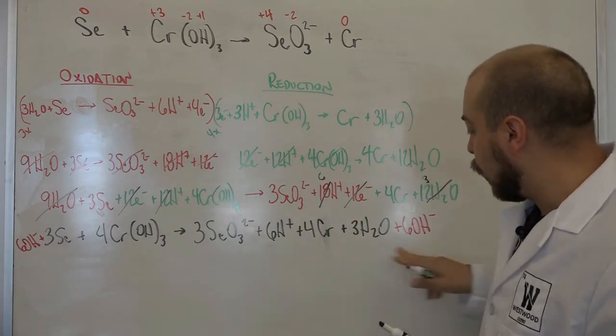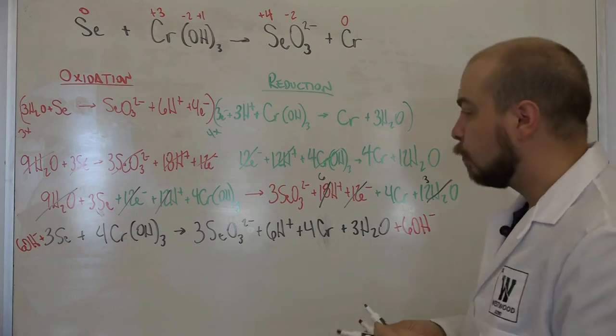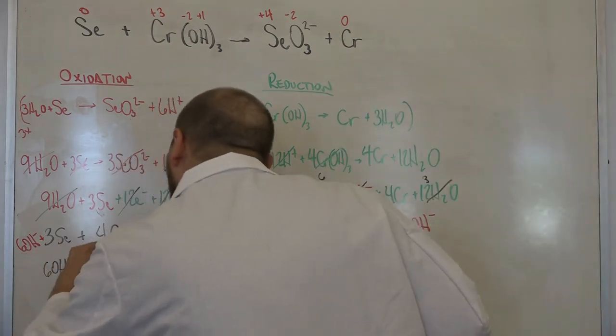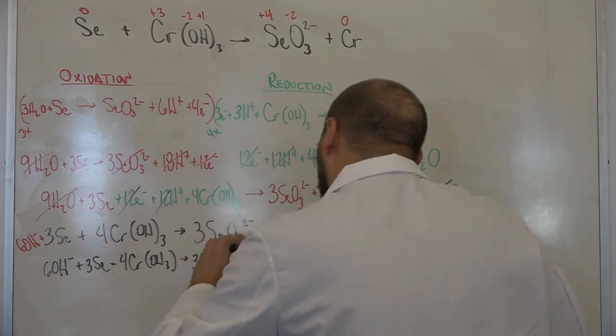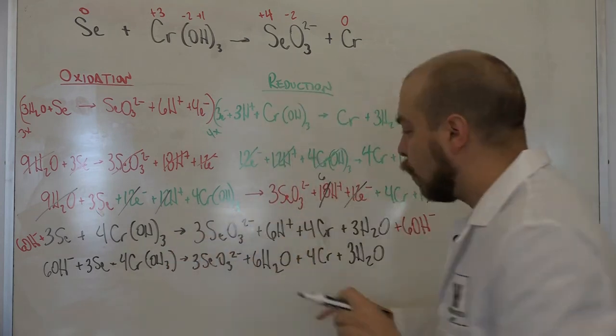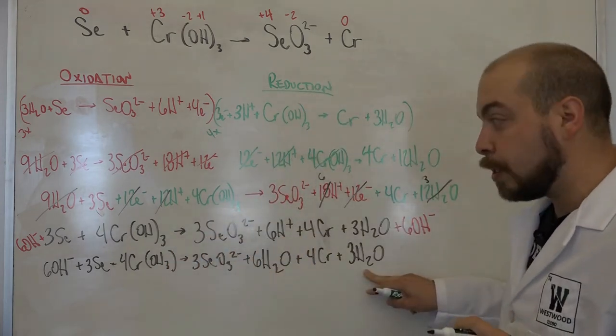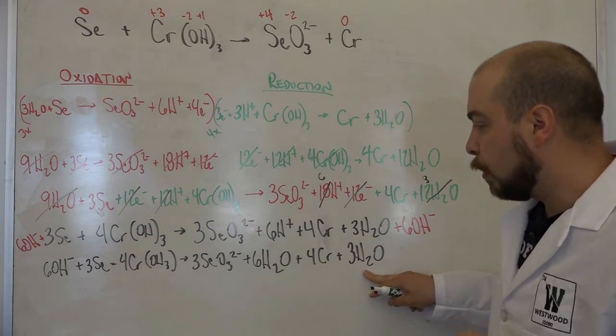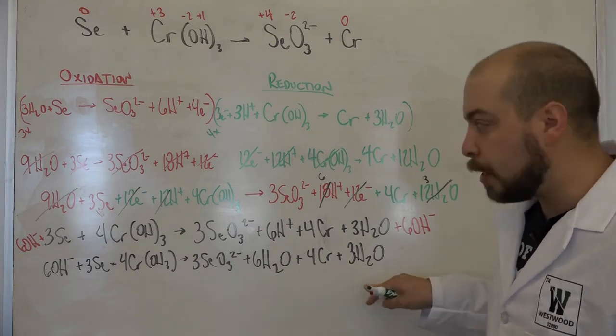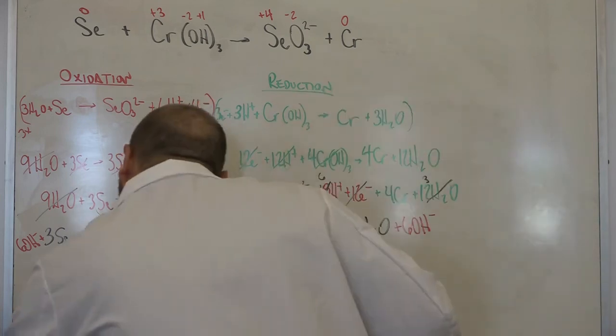Remember, the hydrogen and the hydroxide combine into water. The 6 waters and the 3 waters combine to 9 waters. All right, so we're going to end up with 9 waters on the product side, and we're done.